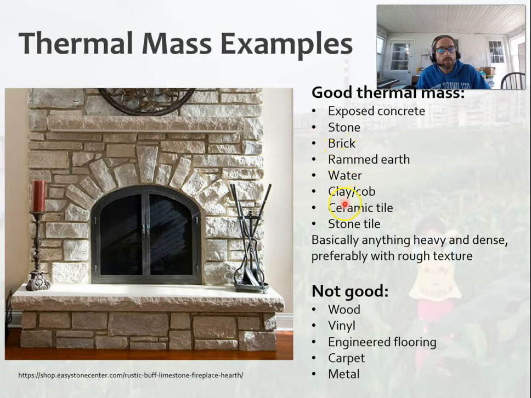So there's all these different thermal mass, basically anything that's heavy and dense. Things that aren't good, like wood and vinyl, engineered flooring, carpet, metal, they're really bad thermal masses. They just heat up quickly and cool down quickly. Okay?